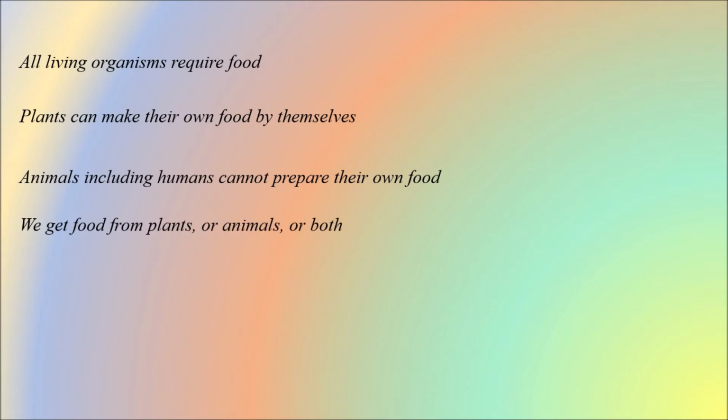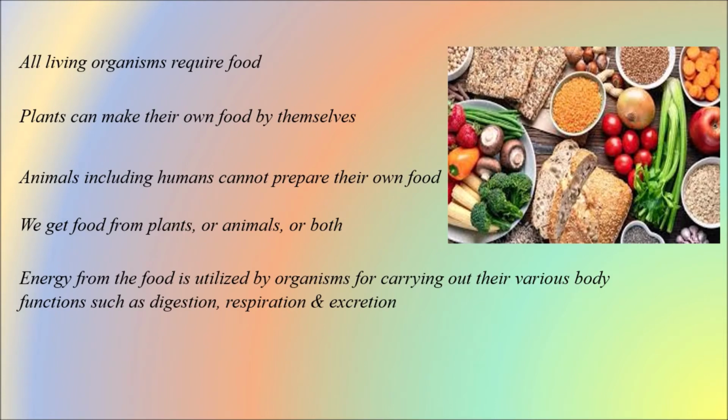We get food from plants, as I have told. From plants or animals or from both, we will get the food. These are the sources from which we get food. Energy from the food is utilized by organisms for carrying out their various body functions such as digestion, respiration, and excretion. Not only these three, there are many activities which our body performs. So every organism on earth requires energy to do this work and to have their day-to-day activity properly. So in order to do these activities properly, we need food, and food gives us energy.